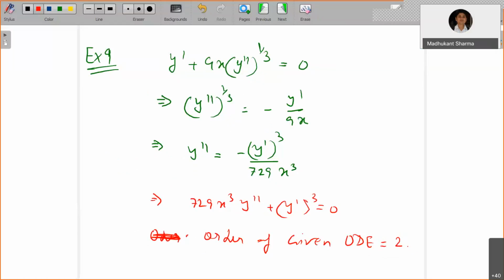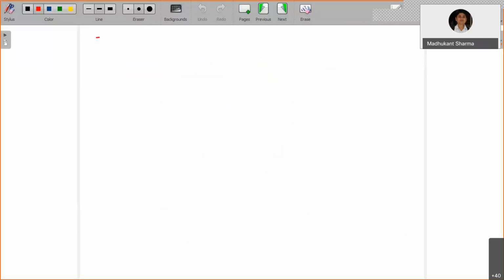Now let's consider another example where the highest order derivative occurs as a transcendental function. Let's say instead of tan, let me say sine of y dash plus, let's say, cos xy is equal to 0. It's a simple equation. I mean, simple in terms of y dash only.